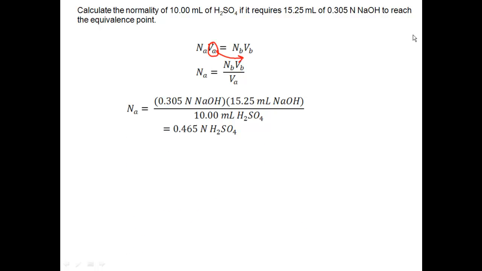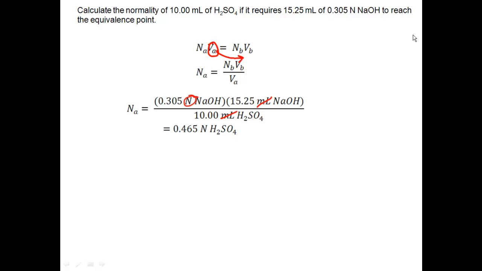So for the normality of the base, we have 0.305 normality of sodium hydroxide. For the volume of the base, we have 15.25 milliliters of sodium hydroxide, and the volume of the acid was 10.00 milliliters of sulfuric acid. It doesn't matter the units when we plug in here, as long as they are the same. That way they cancel, so milliliters cancels with milliliters, leaving us in normality, which is what we're looking for. And you multiply that out to get 0.465 normality of sulfuric acid.